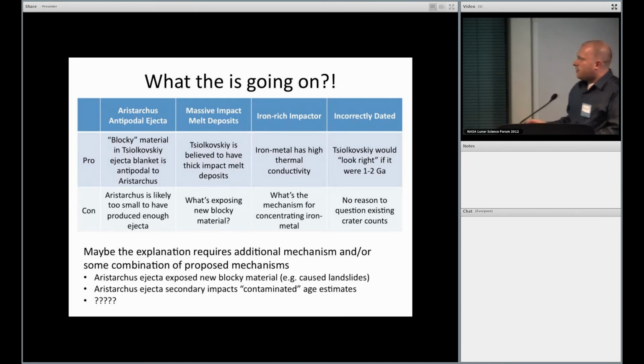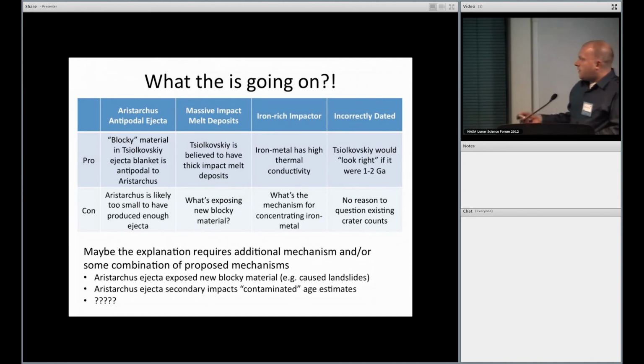Well, Tsiolkovskiy has been believed to have very thick impact melt deposits. But then you need to come up with a mechanism for what's exposing the blocky material. Tsiolkovskiy is steep, but it's not uniquely steep. And so it's hard to come up with that mechanism for solely explaining the blocky material, and that doesn't explain the blocky material we see in the ejecta, where the slopes are minimal.